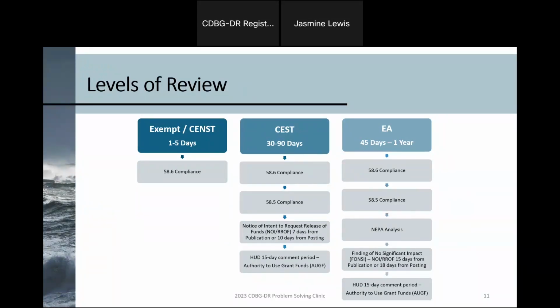But if you ever think that you may need an environmental impact statement, please reach out to your regional environmental officer and they will help you through those steps. So this wraps up the basic environmental review requirements. Now I want to turn it over to Brian to start talking about the fun stuff.